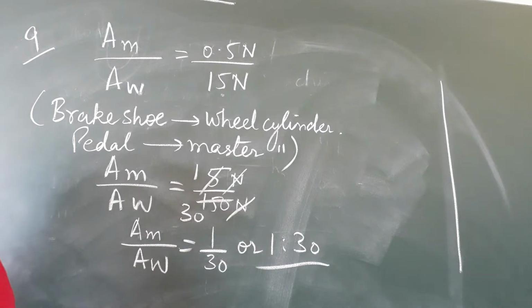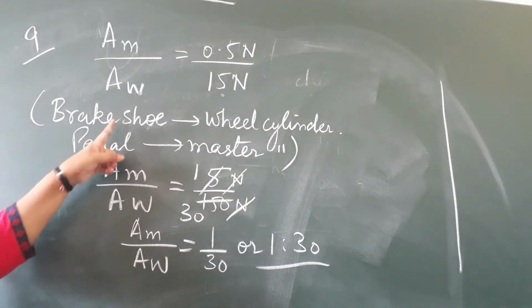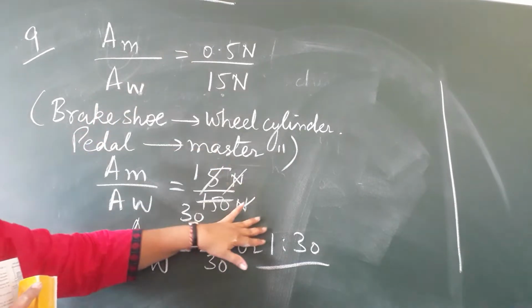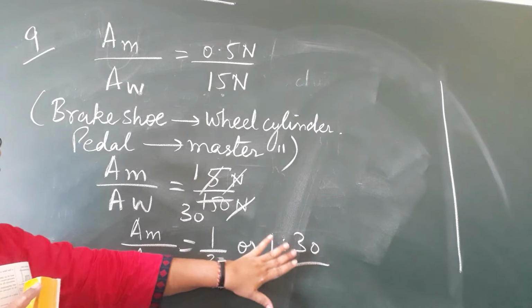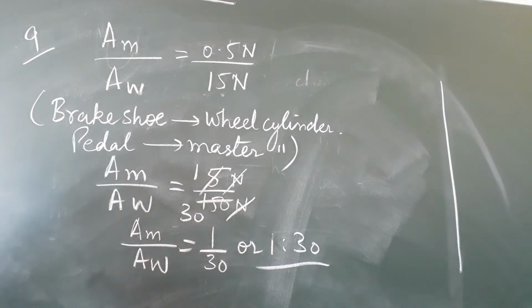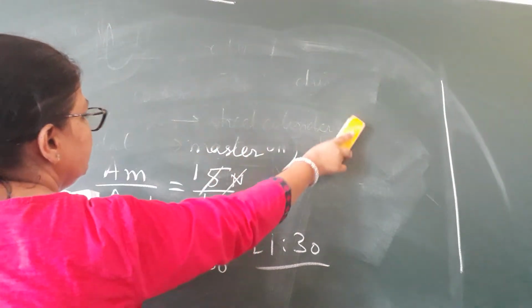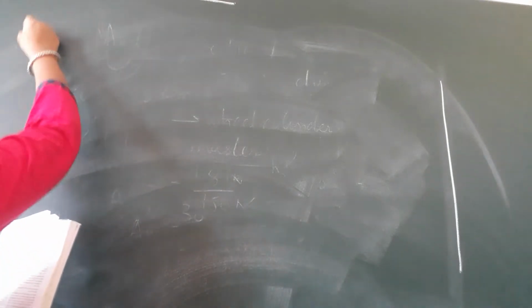Just have a look at it. Numerical number 9. Please remember this and learn it up, because if you inverse it, then the answer would be 30 ratio, which is wrong. It should be 1 ratio 30. Now let's move on to the 10th numerical problem. I am erasing this. We go to the 10th numerical problem. Let's see what's given.